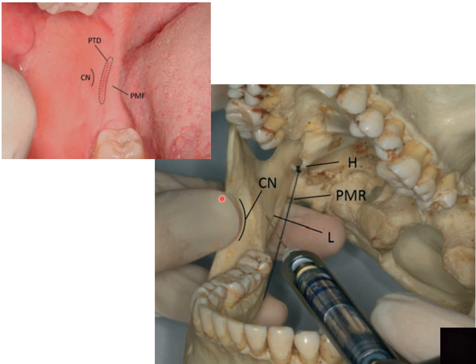So localize the deepest concavity on the anterior border of the mandibular ramus. That's the coronoid notch. And if you bisect it, it will give you the height of the injection because it is level with the height of the mandibular foramen on the medial aspect of the mandibular ramus. So that's the first anatomical landmark.